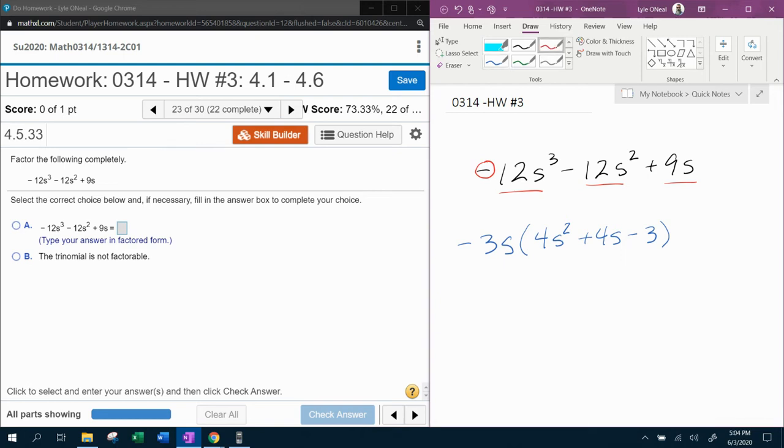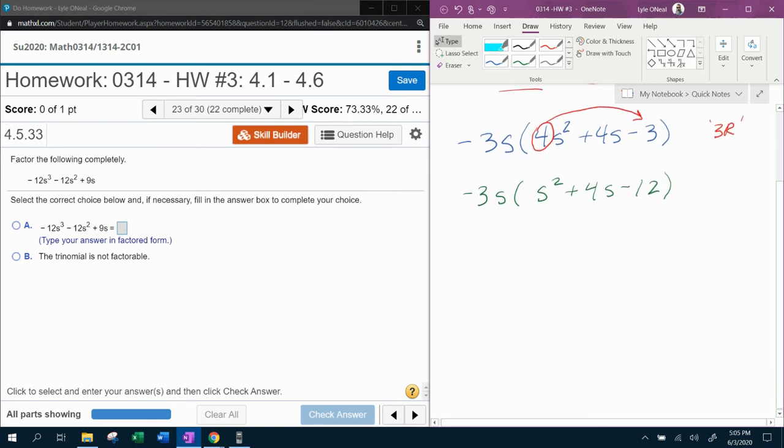Now that we have the GCF factored out, inside the parentheses we can see that we have a trinomial with a lead coefficient. And so that means we're going to be using the 3R method. Here we go. First R says to remove. So the negative 3S comes down, and we're going to remove the 4. So that's going to be S squared plus 4S. 4 times 3 is 12.